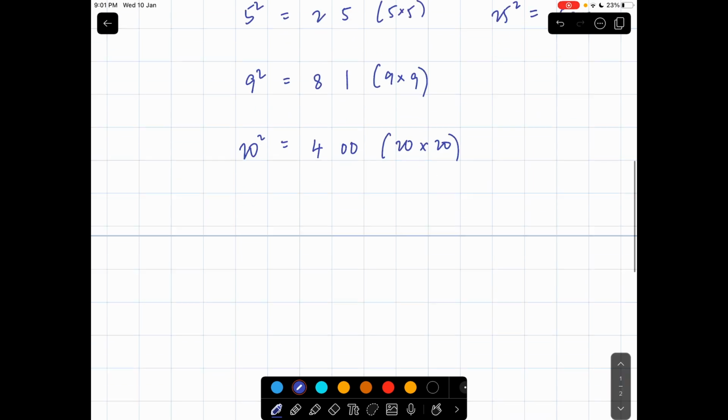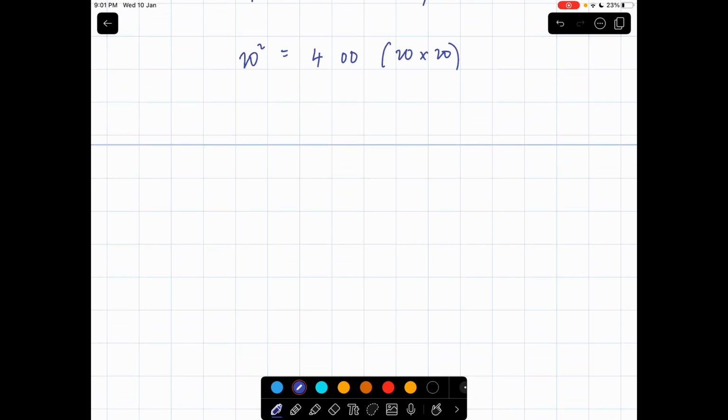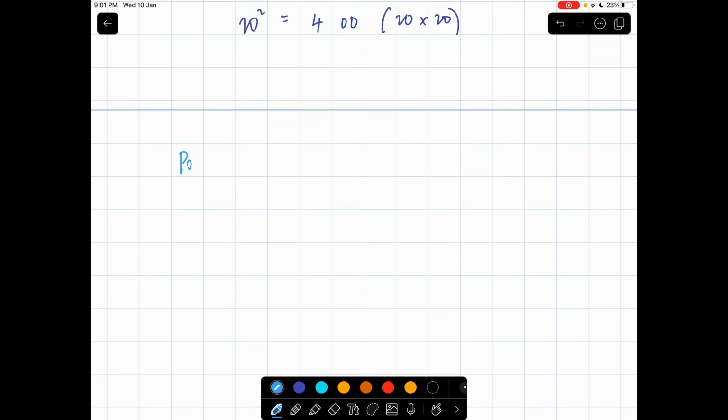Now, the next part is square root. But before we go from square to square root, there's something that is known as perfect square. So perfect square refers to any square number that can be divided into 2 parts. Okay, that is a bit confusing. So for example, let's have a number. 3 squared equals 9. Okay, 3 squared equals 9.